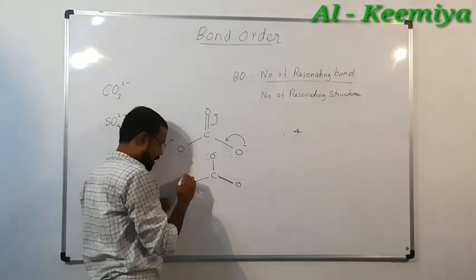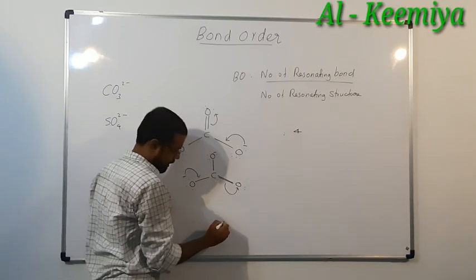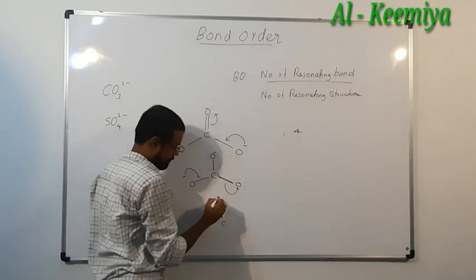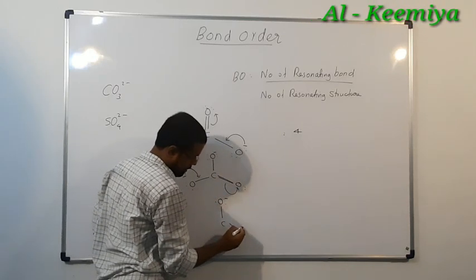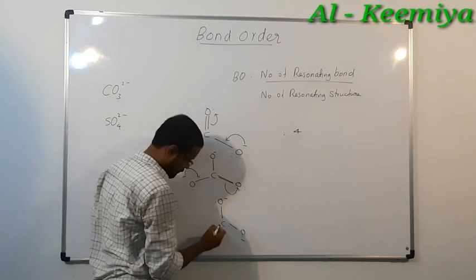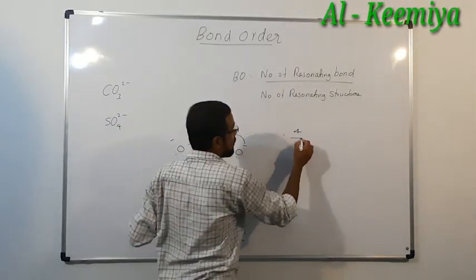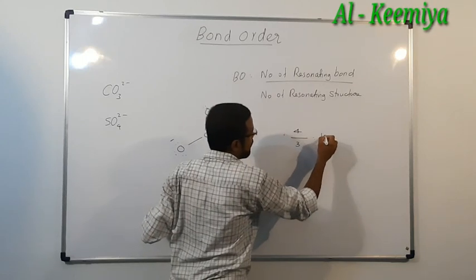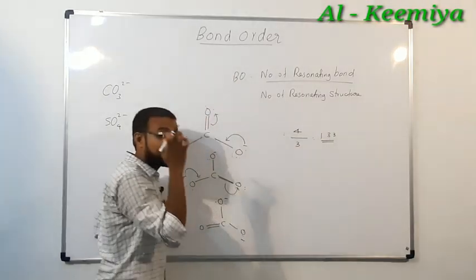Now again what happens? This shifts here, then this bond shifts here. So we are getting another resonating structure. So in total how many resonating structures did we get? 3 resonating structures. So it will be 4 by 3. 4 divided by 3 is equal to what? Bond order is 1.33.